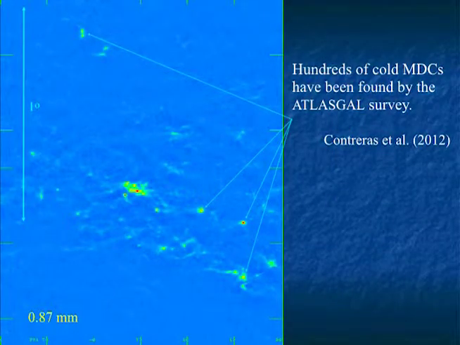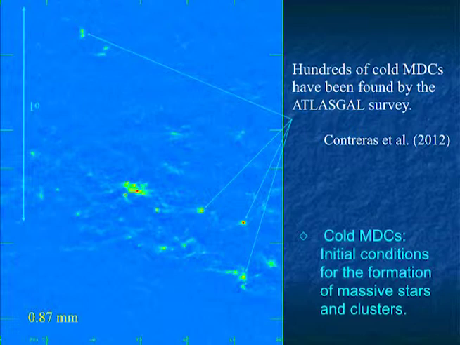So that was the first discovery of a starless massive dense core, but hundreds of them have now been discovered by the ATLASGAL survey, which is a survey at 0.87 millimeter. And here you have one observed. Here you have many of them. I have pointed out that they have already been discovered. So the conclusion is that the massive dense cores are the initial condition for the formation of massive stars and clusters at the large scale, of course.